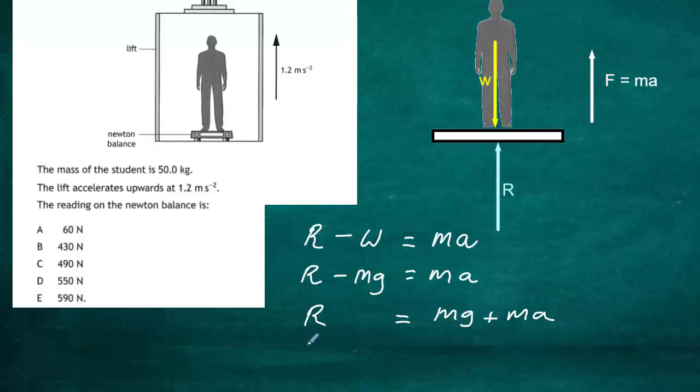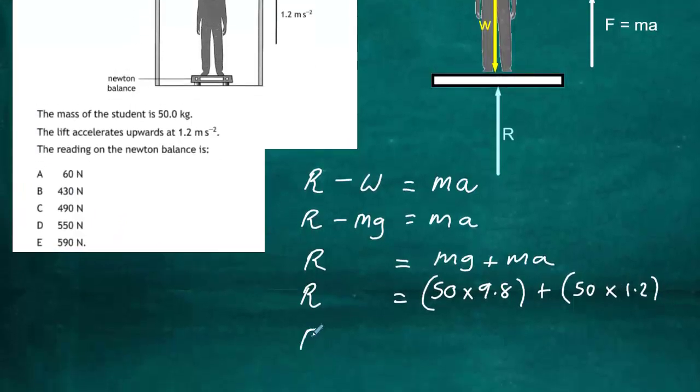But in this case we have an acceleration, so the reading on the scale R is going to equal the weight of the person, which is the mass 50 times the gravitational field strength 9.8, and we've got to add on 50 times the acceleration of 1.2, and since it's accelerating upwards, it's got to be a positive 1.2 like that. So our equation is ready to be solved. The reaction force is going to equal 50 times 9.8. That's going to give us 490 newtons.